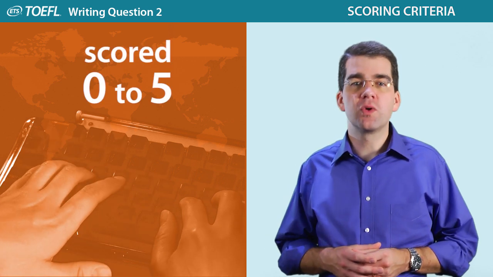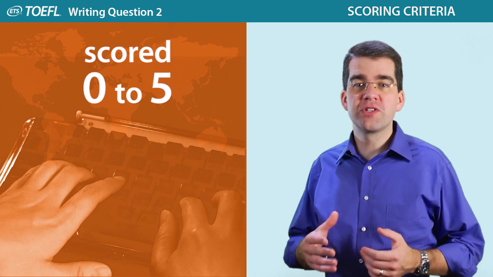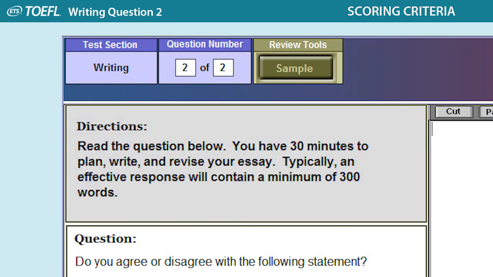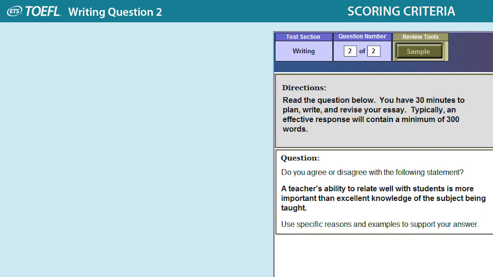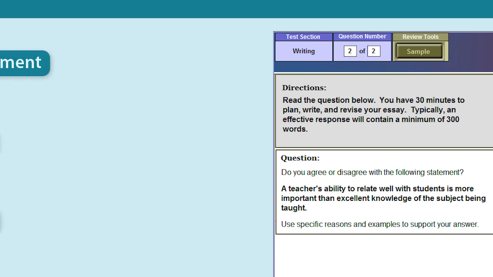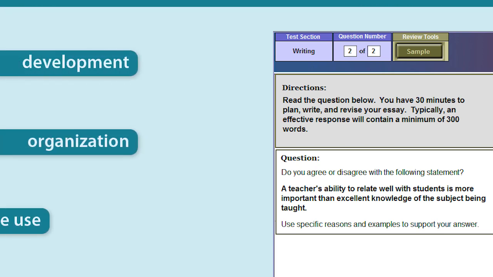Before the test, make sure you understand what the raters are looking for and how each question is scored. The essays in the writing section will each be given an overall score from 0 to 5. For question 2, the independent writing question, the raters are looking for 3 main things: development, organization, and language use.